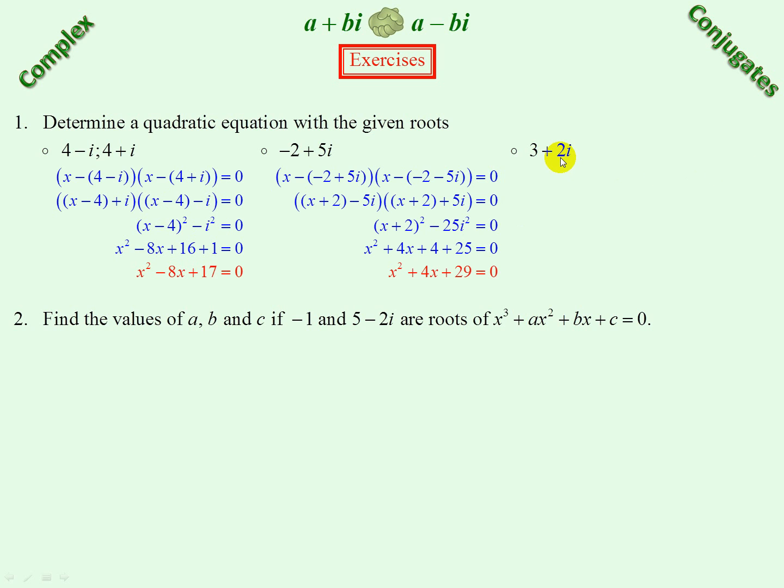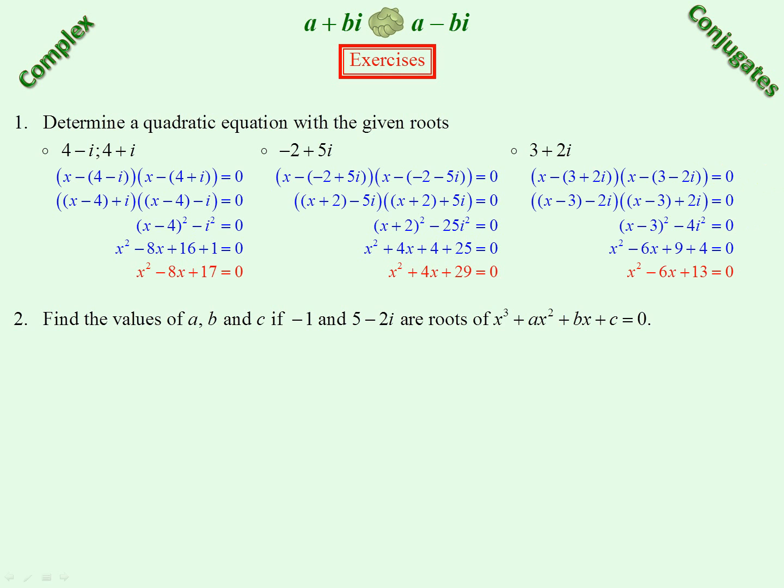Once again here, we have one complex number, so therefore there it is there, x minus, and we have x minus its conjugate. Rearrange, difference of squares, multiply out, and there's our equation.